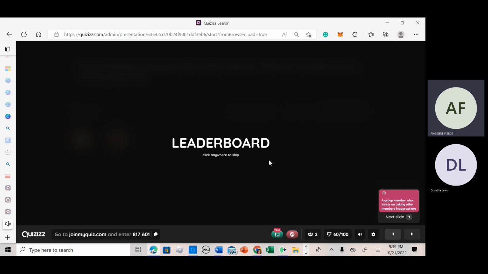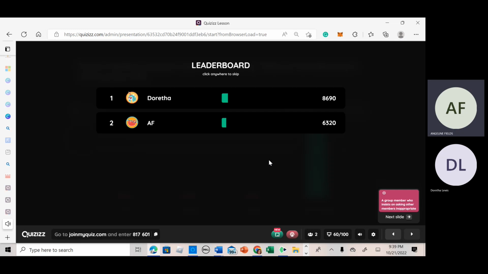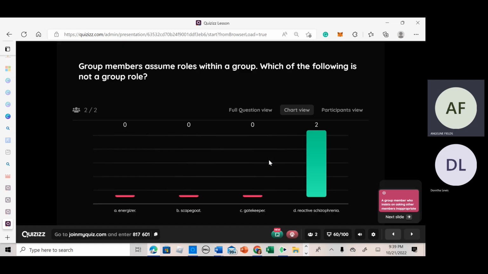So group members assume roles within a group. Which of the following is not a group role? The last one, which is the reactive schizophrenia, because you don't really label people when they're in a group. It's more so trying to put them in a category that best fits them with other people, to have that cohesiveness, to have a better understanding, and to not feel isolated and alone, but to see that there's others out there like them that are similar.